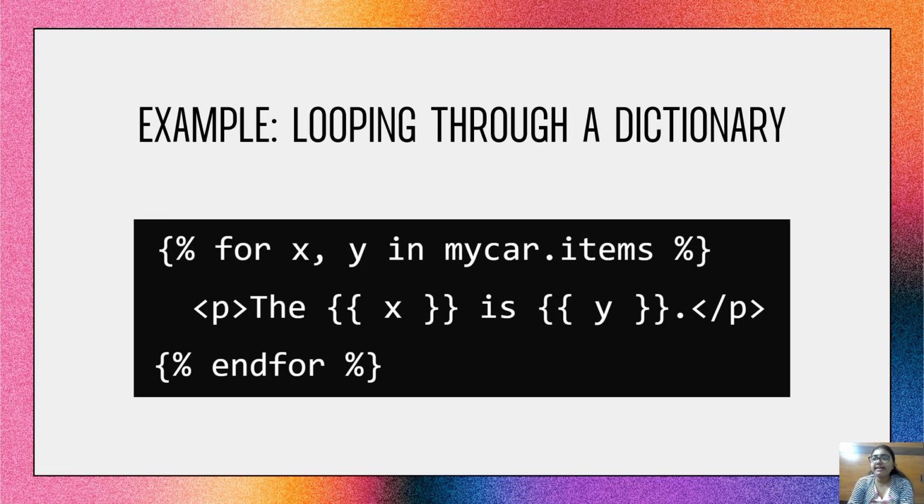Next, let's see how to loop through a dictionary and display its keys and values. Here we use the items method to loop through our dictionary, my car, displaying each key value pair in a paragraph.